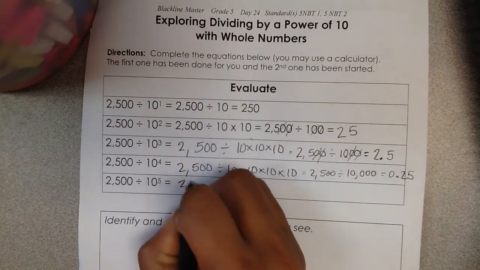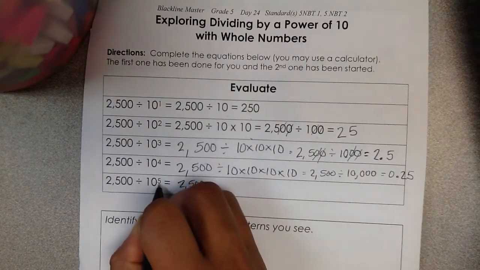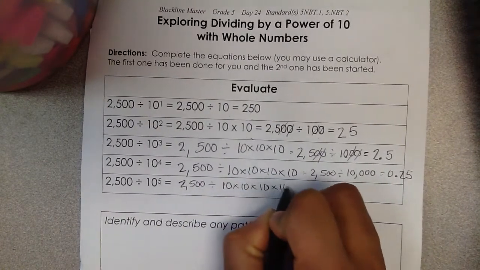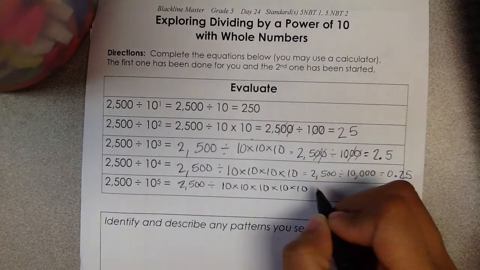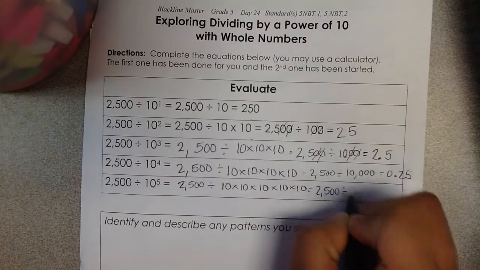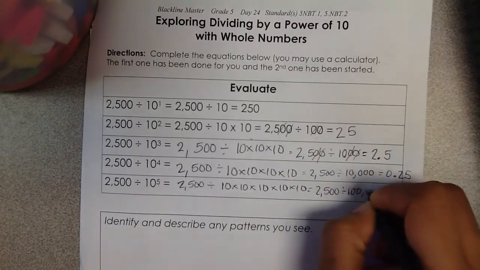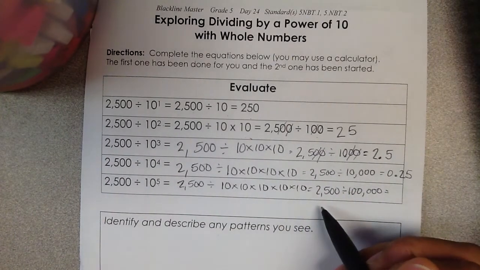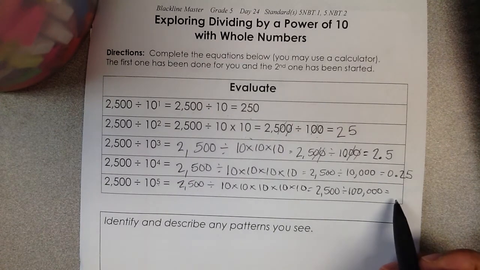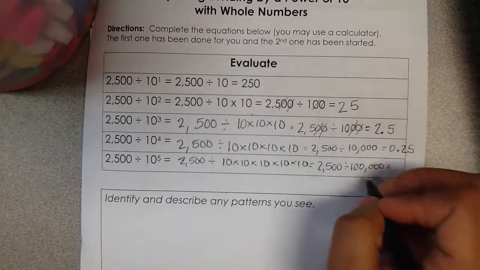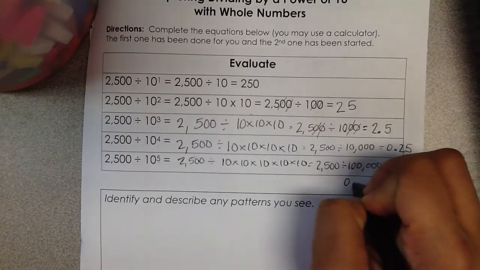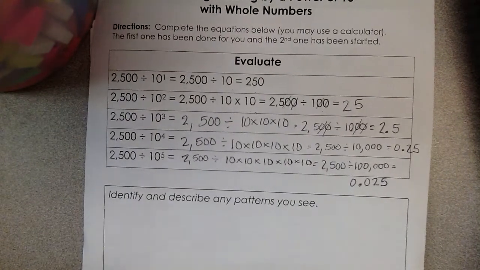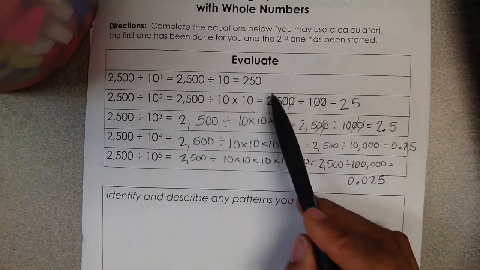Now, when I do 2,500 divided by 10 to the fifth power, that means 2,500 divided by 10 times 10 times 10 times 10 times 10. So that equals 2,500 divided by 100,000. Okay, which seems hard to accomplish because 100,000 is larger than 2,500, but it can be divided. Our answer will just end in a decimal. So when I divide 2,500 by 100,000, I get 0 25 thousandths.